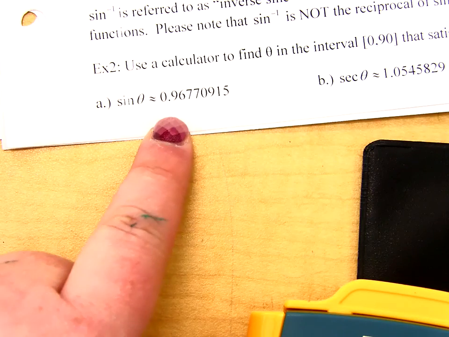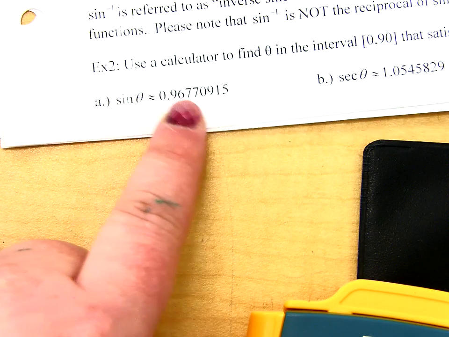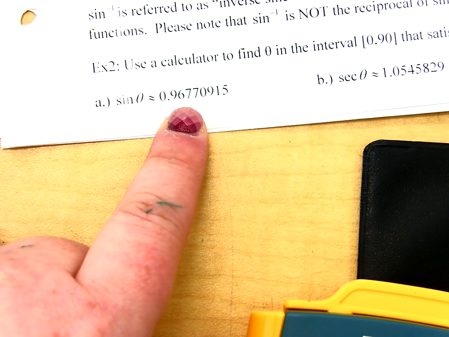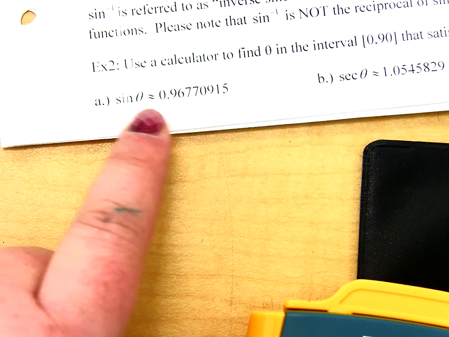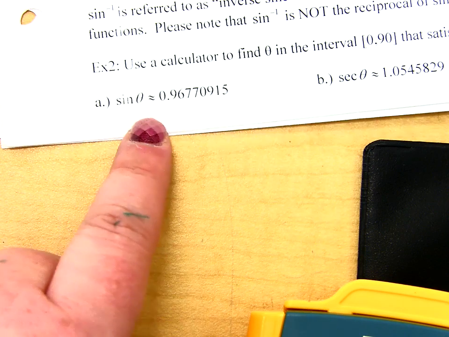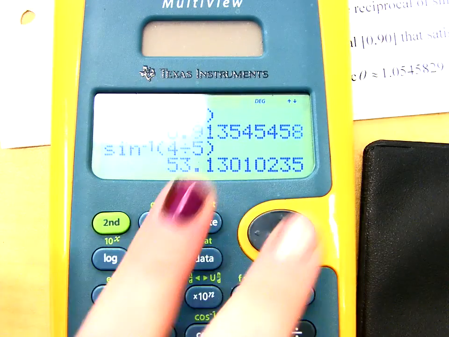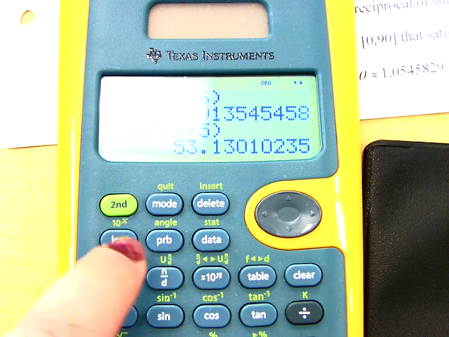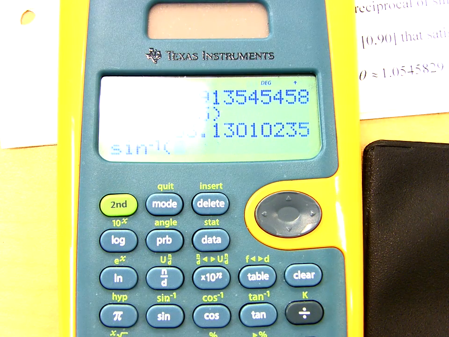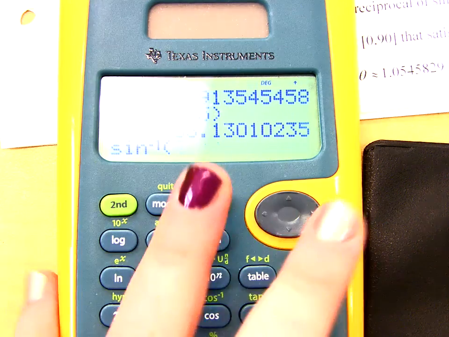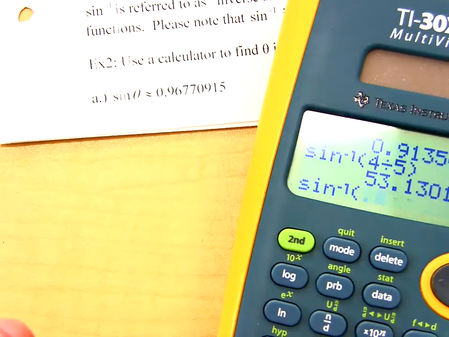Okay, so if we look at our note sheet, here they're telling me the sine of my mystery angle is that crazy decimal. So I need to figure out what theta, what angle had a sine of that? So all I have to do is hit second sine, because I'm trying to find the angle. Anytime you don't know what the angle is, you hit second sine, cosine, or tangent, because you want the inverse. And now I just put in that crazy decimal.